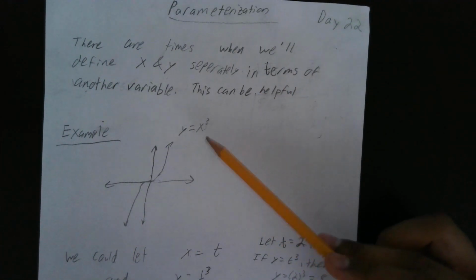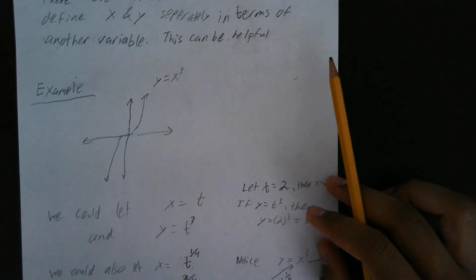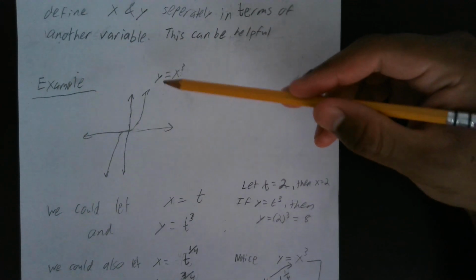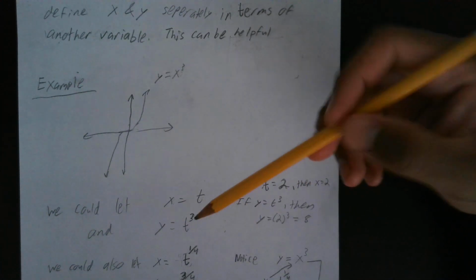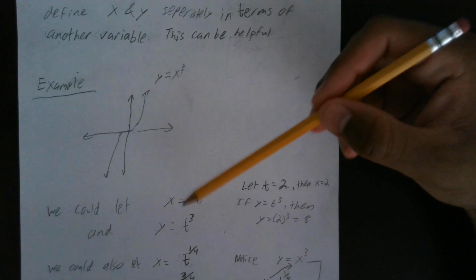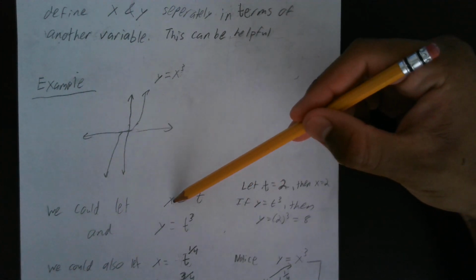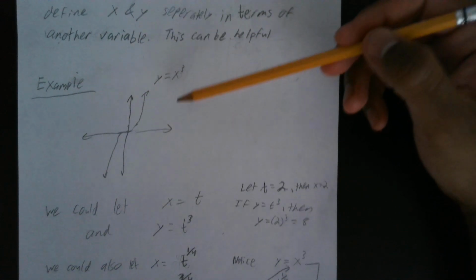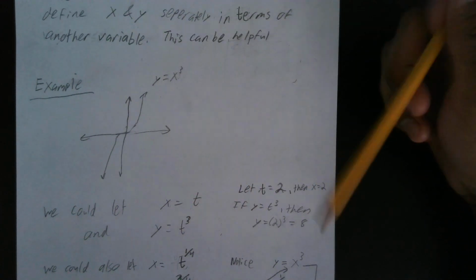Let's say that we have this function here, y equals x cubed. We could have it defined in terms of y and x like we normally do. We could also have it defined in terms of t. So we could let x be equal to t, and then y would be equal to t cubed, because if x and t are equal, then if you sub in t for x right here, you get y equals t cubed.